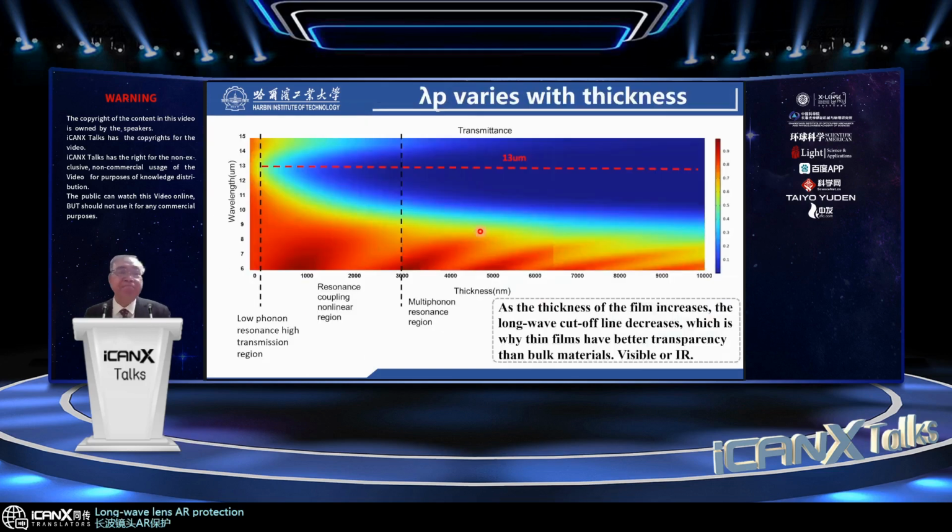All right. How do we do that? We can do a few things. If you take a look at this diagram, you can realize that lambda varies with thickness. When thickness goes thinner and thinner, you will get transmission better and better. As the thickness of the film increases, the long wave cutoff decreases, which is why thin film have better transparency than bulk material, visible or IR.